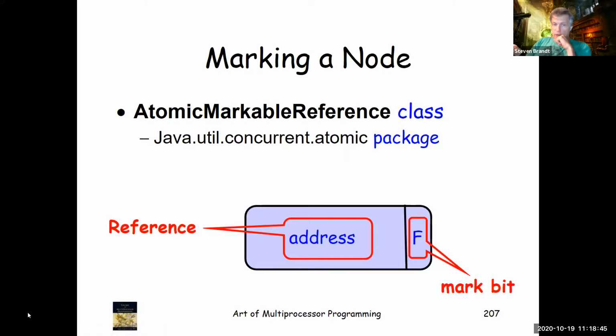The atomic markable reference class is going to take an address plus a bit. So it's going to be one big object. Actually, most of the time in the addresses in the pointers that machines use, I think there are 1 or 2 bits that aren't used that you could just repurpose for this. But there are other ways of implementing it even without that.